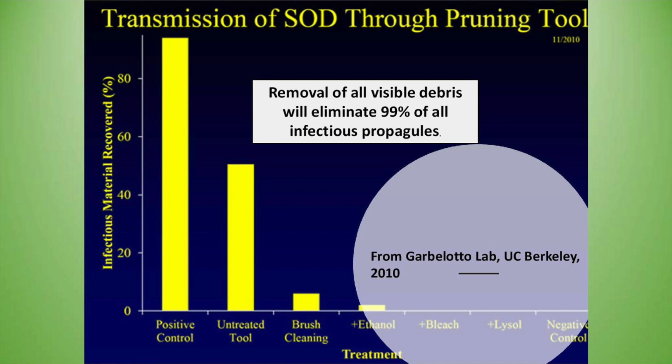For best results, clean all visible organic residue, plant tissue, or soil from the tool. A wire or plastic brush is generally effective. Removal of all visible debris will eliminate 99% of all infectious propagules. Wash with a disinfectant that will kill any remaining spores. We've found that 70% ethanol, diluted bleach, and Lysol brand disinfectant are all effective.